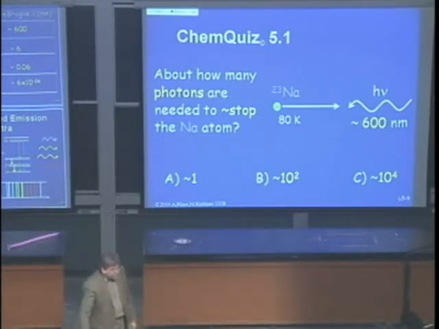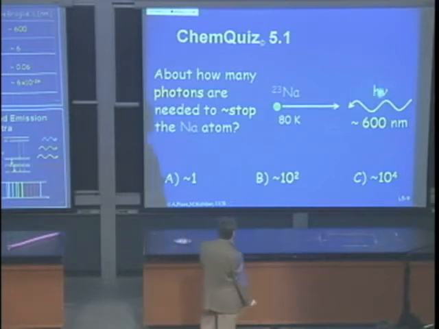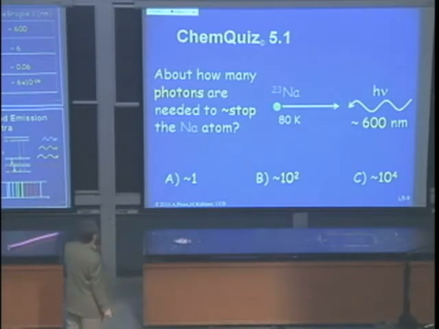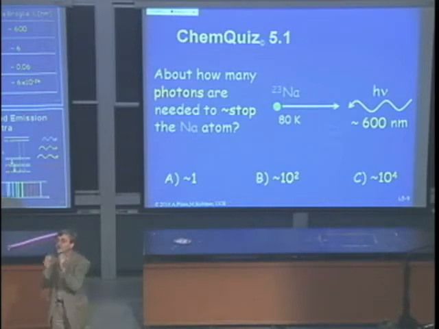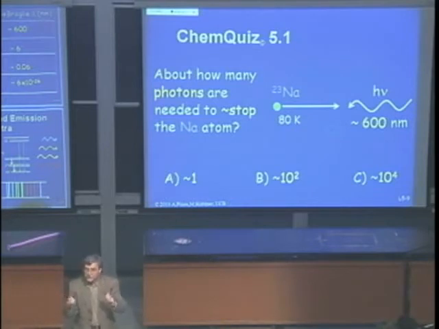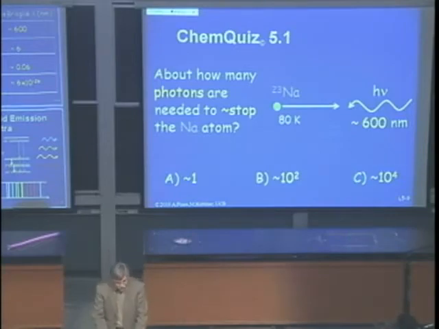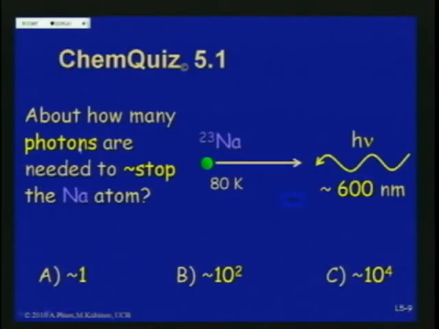So this is what we are doing, and we use light of 600 nanometers. And I'm asking you now, how many photons of that 600 nanometer light do you need to stop that sodium atom? You cannot completely stop it because that's impossible, but let's assume we stop it, okay? So that's the question I pose to you. Is it 1 photon, 100 photons, or 10,000 photons? Why don't you think about this and give me your answer?